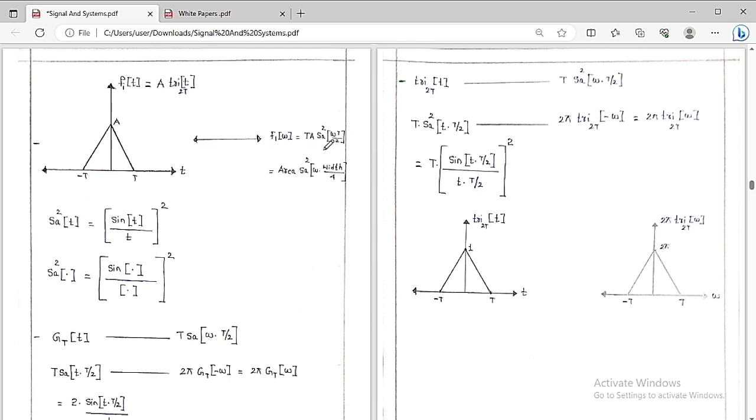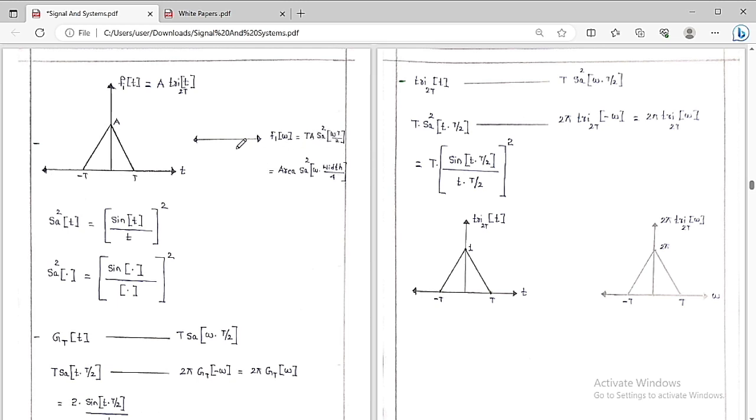The Fourier transform is the area of this signal into Sa of omega into width by 4, whole square. Only for this Sa we have to do the square. So what is the area here? Half into base into height. Half into, what is the base here? 2T. And what is the height here? A. So half into 2T into A is nothing but A T.